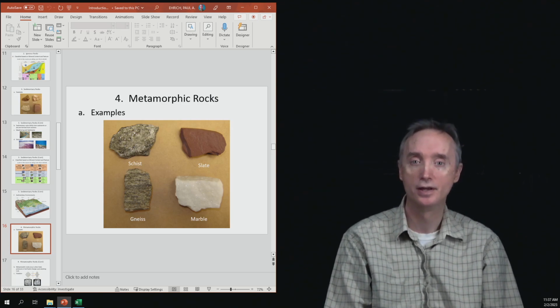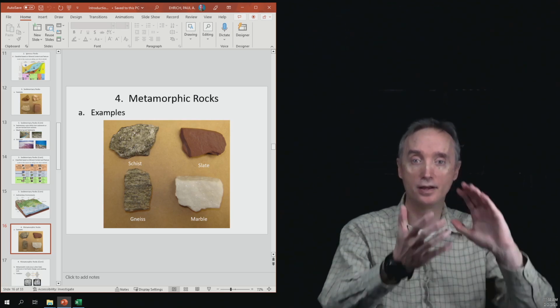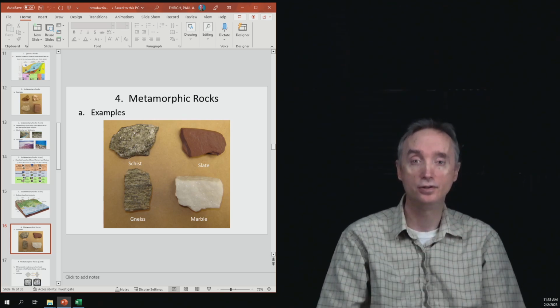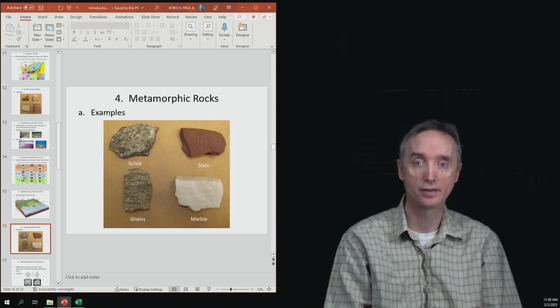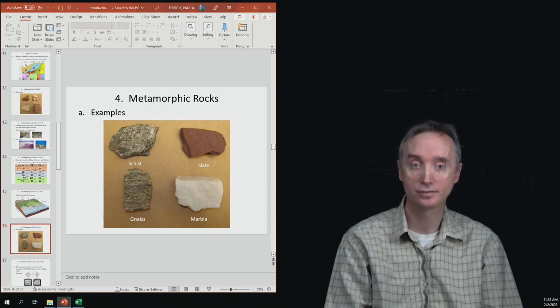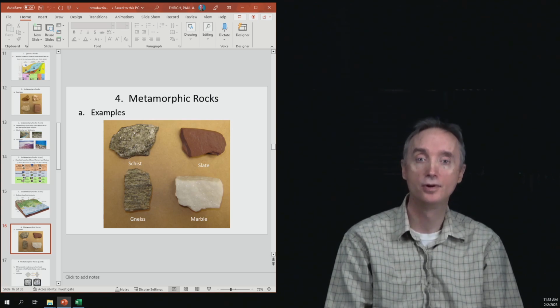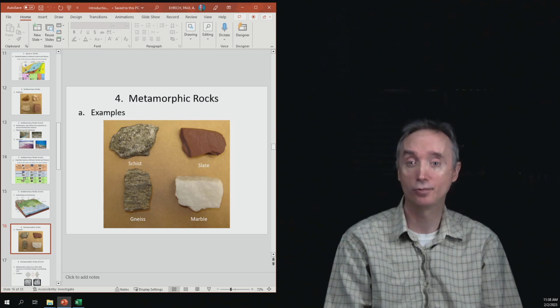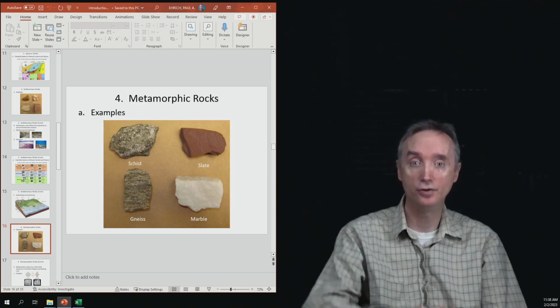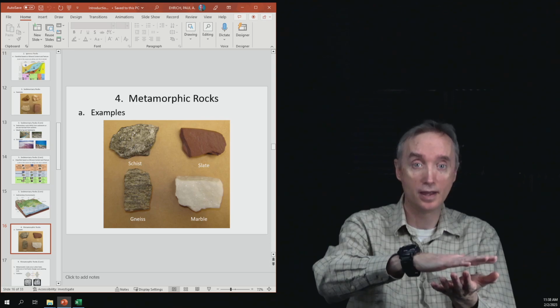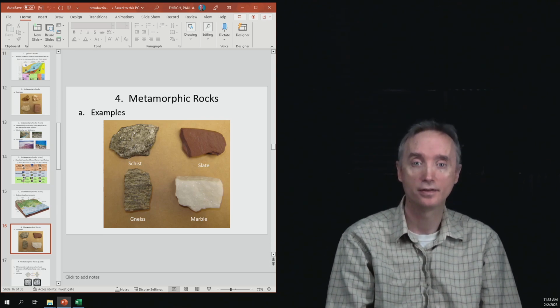So the first one is called a schist. For example, this is what a granite. If you take a granite and you squeeze it and you heat it, you can turn it into that thing called a schist. Next to it is a slate. For example, the sedimentary rock shale, if you continue to squeeze it and heat it, it can turn into that thing called slate.